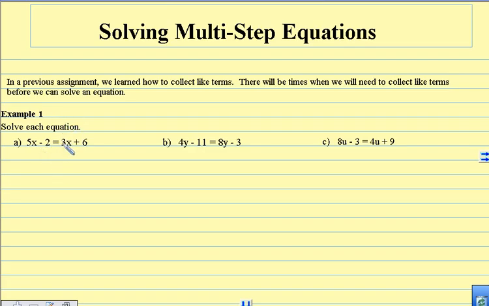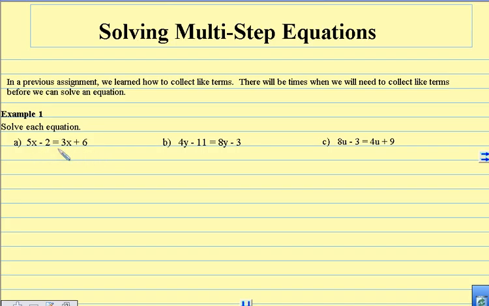But today, whenever you see something like this, you're always going to want to collect the like terms. You're going to want to get all the variable terms to one side, and all the non-variable terms, the constant terms, to the other. When I say variable terms, I mean the terms that contain x's or y's or u's. We bring all the constant terms, the numbers, to the other side. So you just have to pick the side. It doesn't matter which side you choose.